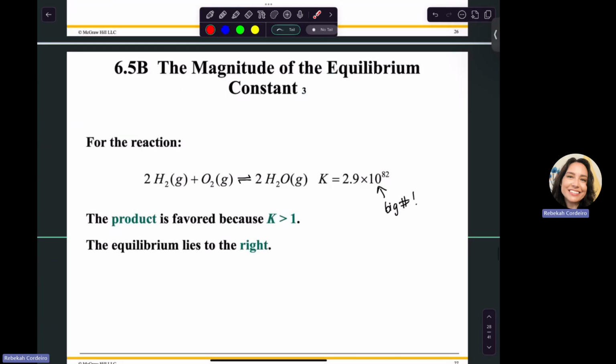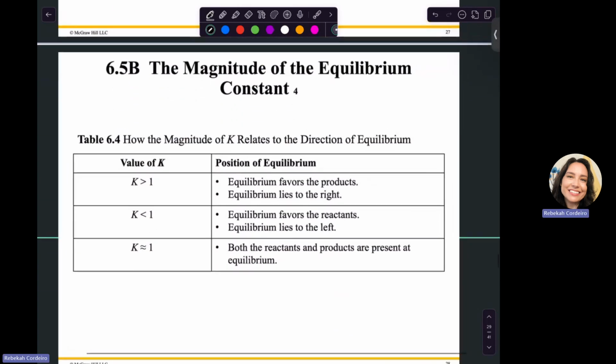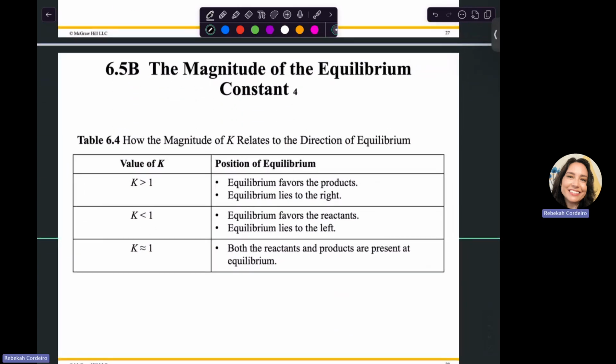And so you can also see if you had a really small number, like a negative 82, that would be a really small number, so it would be in the reverse. So here's a little table for you, equilibrium values of K, what it means, what products or reactants are favored.